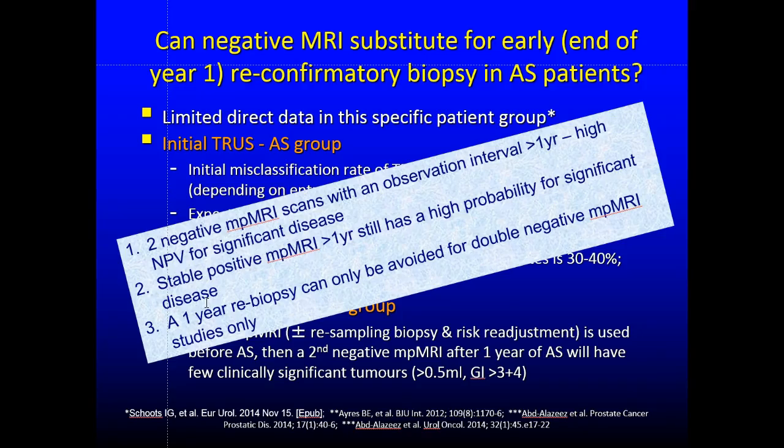However, if you have a stable but positive MRI, even if there has been more than 1 year of follow-up on these patients, there is still a high probability of significant disease, and you cannot avoid a first-year biopsy for these patients. These are some of the thoughts that I've been able to gather from the literature as it currently stands.